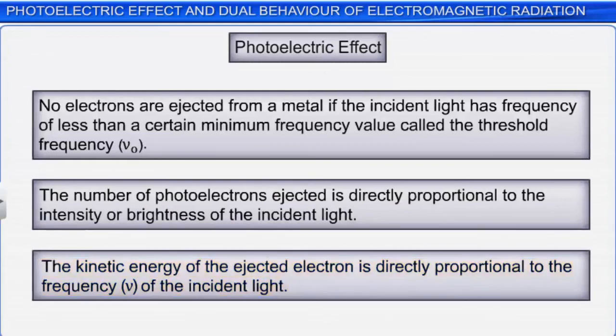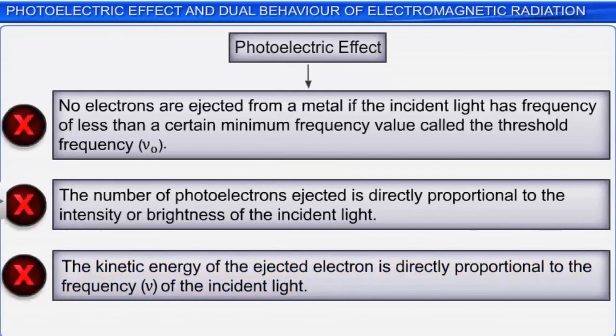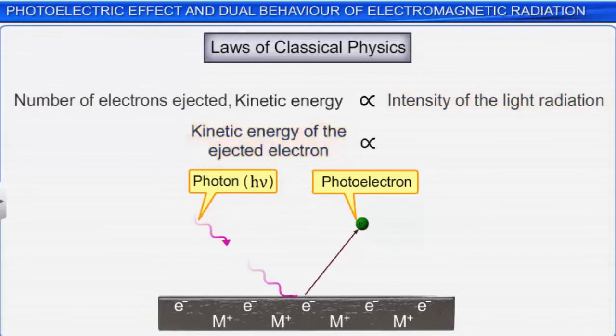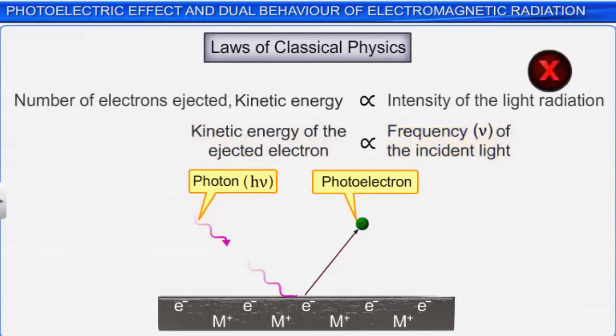These observations could not be explained using the laws of classical physics, according to which the number of electrons ejected and kinetic energy associated with these electrons depend on the intensity of the light radiation. However, it is observed that the kinetic energy of the ejected electron depends upon the frequency of the incident light, but not on the intensity of the light radiation.